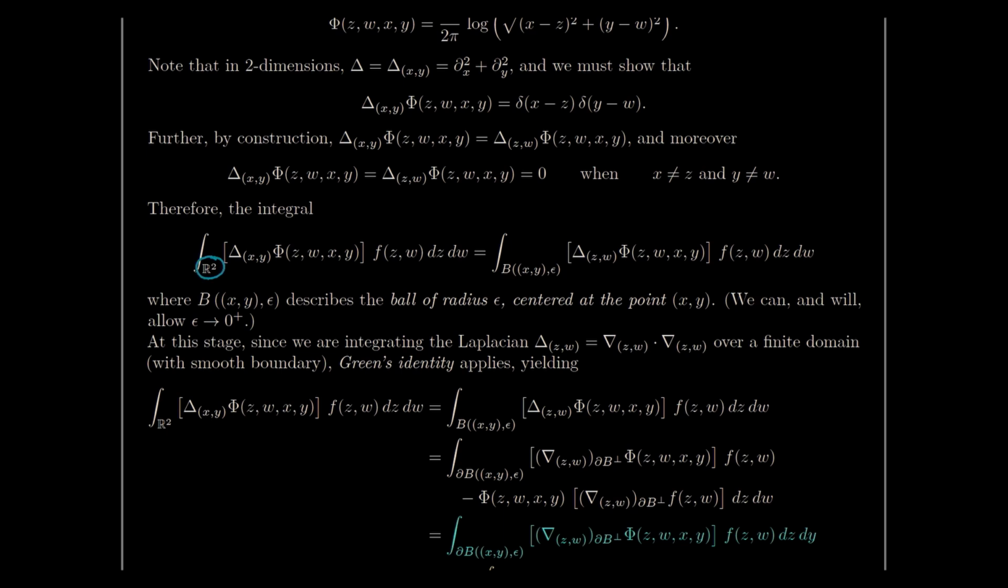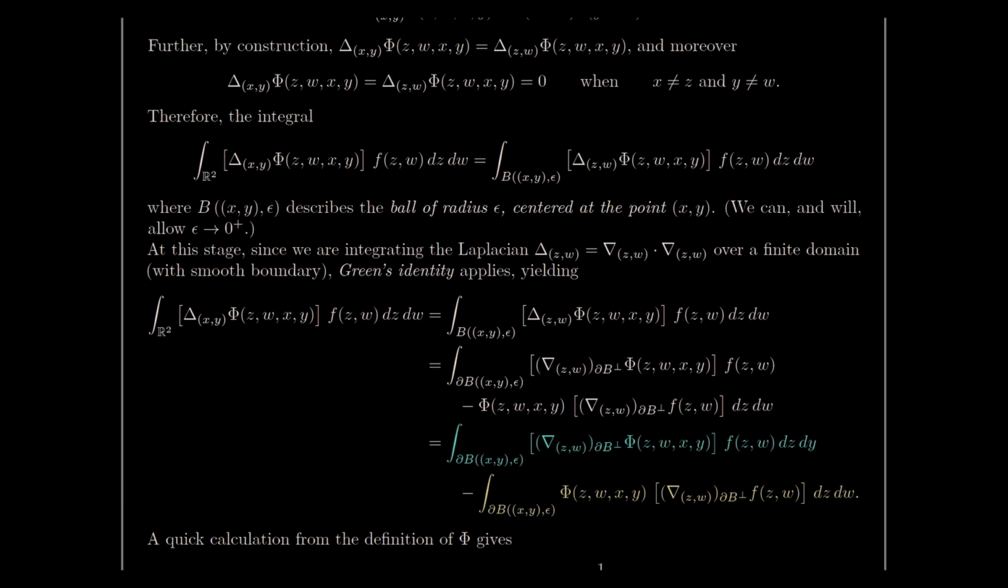So instead of acting it over R2, I'm going to restrict my domain to that ball because that's really the only region in which this computation is non-zero. So certainly I can omit the rest of the integral because it's just going to integrate to 0 everywhere else. So what happens when we make the assumption that we're only integrating over that tiny ball centered at xy?